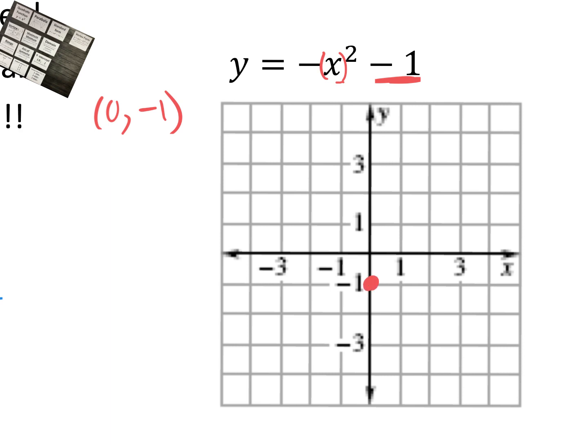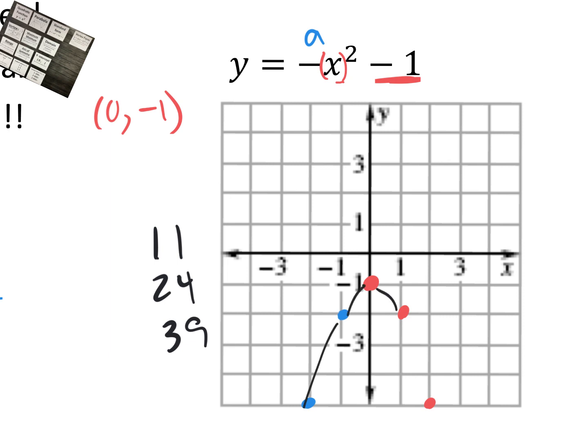What's my a value? -1, which means it's opening down. And we could use the pattern 1, 1, 2, 4, 3, 9, but just make sure you're going down. So if I go 1 over 1 down instead of up, I'll be right there at that point. Back to the vertex, 2 over 4 down, I'll be right there on the edge. Back to the vertex, 3 over 9 down, I'm off the graph, so I'm not going to plot it. Just map them over to the other side of the axis of symmetry right there, and voila, we are done.